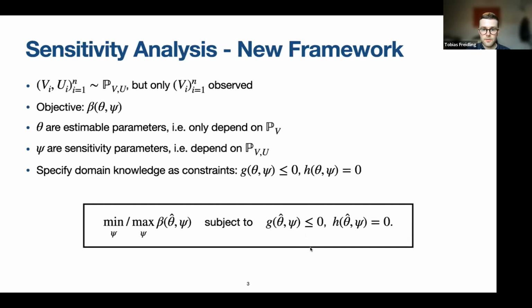The rest of this talk will apply this framework to a specific example, and we go through all of the steps. We first determine which objective we're talking about, then we figure out how we parameterize theta and psi, and last but not least, we look at how we set up these constraints such that it's easy for applied researchers to specify them.